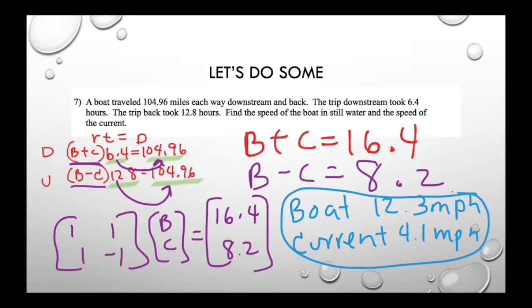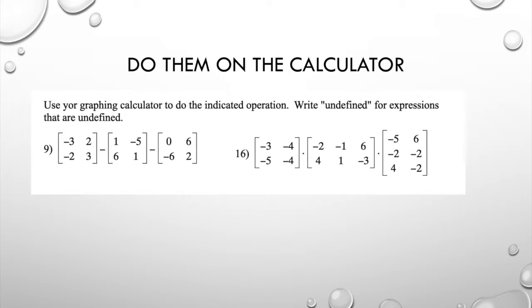5.1. We have more on this one. It looks like the rest of those are stuff you've already done, but we haven't actually done them on our calculators. We've not added and subtracted, we've not multiplied on our calculators. But if you can do the inverse on your calculator, you should be able to do these. The cool thing is on number 9, this is an A matrix.